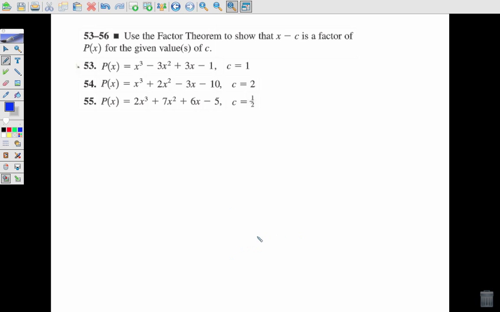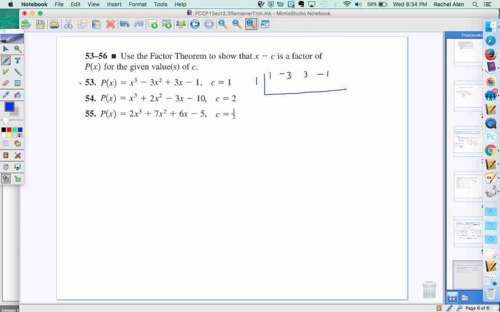I have 3 problems for you to try. You're going to show that each of these are factors of the given polynomial. You're going to use synthetic division, in this first case with 1. Set up all of your coefficients and divide and show that your remainder is 0. You're going to do that for all 3. You can check your answers on Classroom.